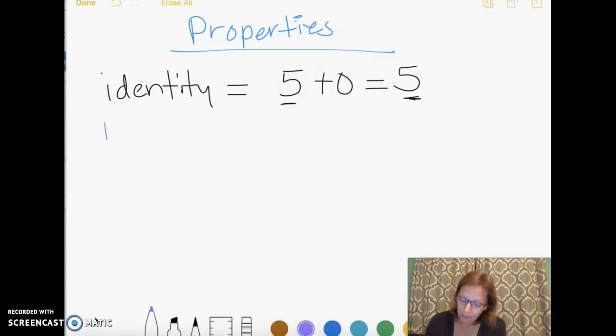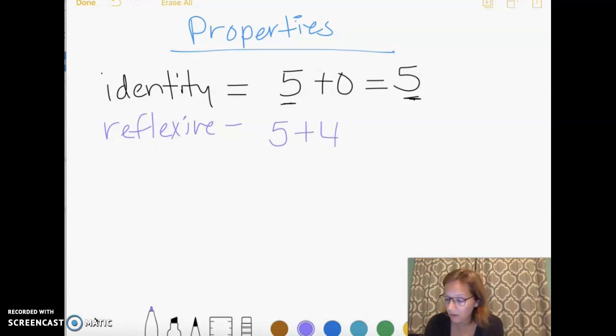Okay, the next one is reflexive. The reflexive property says that one side of the equation equals the same thing on the other side of the equation. So I could have, sorry, my dog is barking. I'm sure you can hear it. It's extremely loud. Okay, so it says that one side can equal the other side. 5 plus 4 equals 5 plus 4. That's reflexive. Or it could be 6 equals 6.